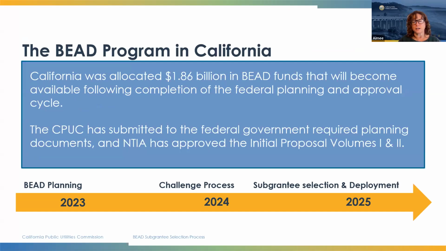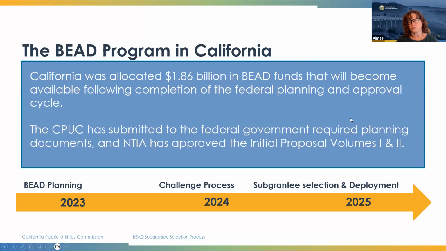California was allocated over $1.8 billion in BEAD funds to do its planning for the BEAD program and to be able to meet the needs of the program. The CPUC has already submitted a number of plans to the federal government in 2023.